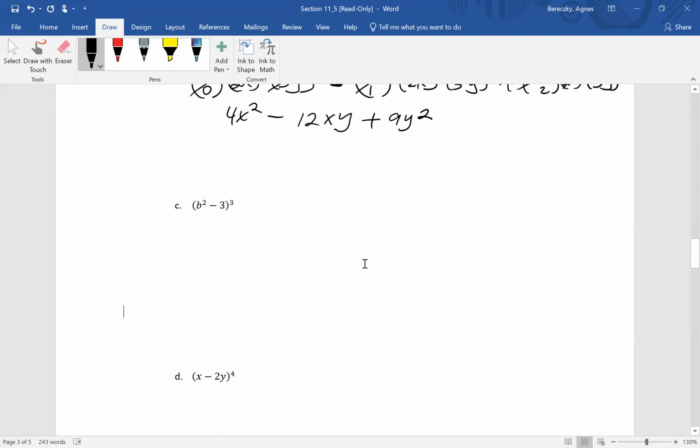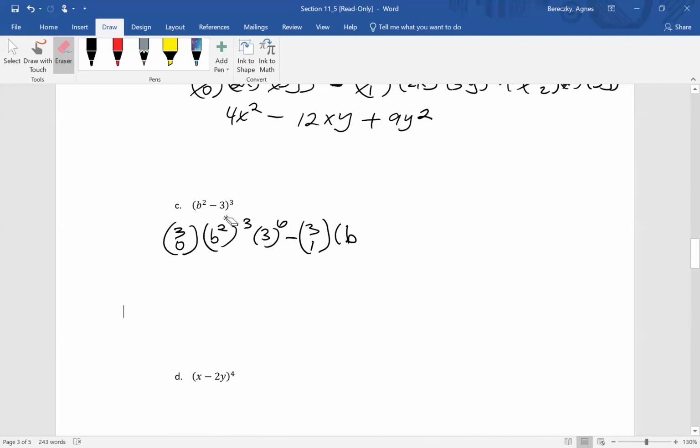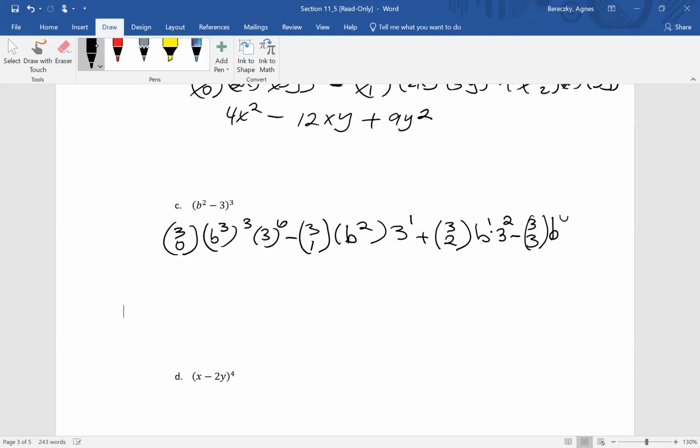So we have to the third power, that means we're going to have 4 terms. So we have 3 choose 0, b squared to the third power and 3 to the 0 power, minus 3 choose 1, b, sorry, this is a cube, so this should be to the third power. b to the second power, and then 3 to the first power, plus, try to slow down, 3 choose 2, b to the first power, 3 to the second power, minus 3 choose 3, b to the 0, and 3 to the third.